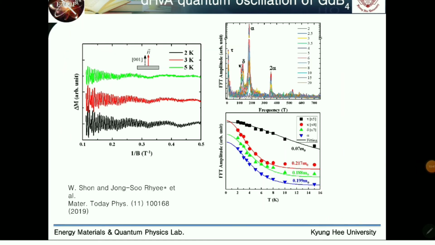This is one example of quantum oscillation, the de Haas-van Alphen effect. We measure the magnetization versus magnetic field, and it shows quantum oscillation. We subtracted the background, and the magnetization fluctuation versus inverse magnetic field shows this kind of fluctuation. By using the fast Fourier transform, we can obtain several peaks corresponding to several frequencies.